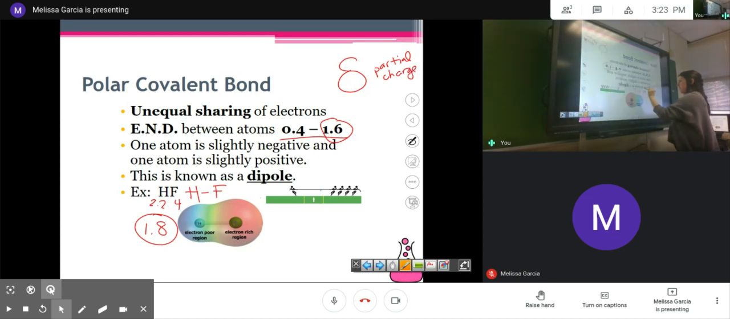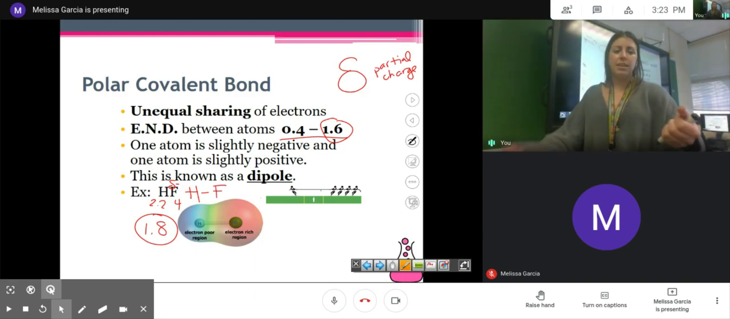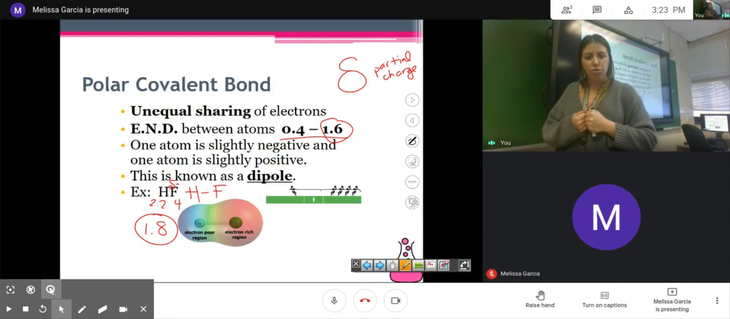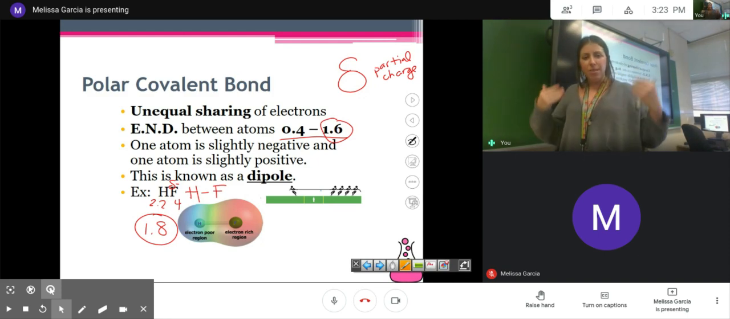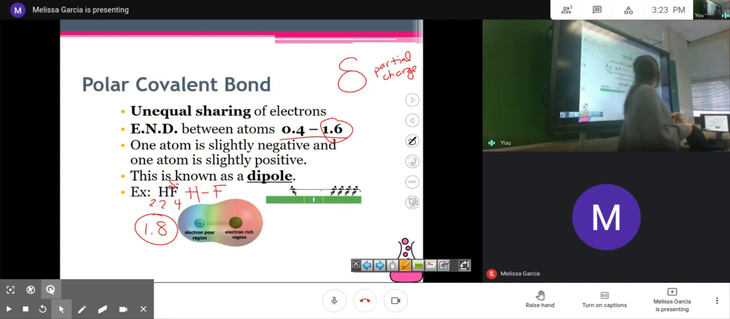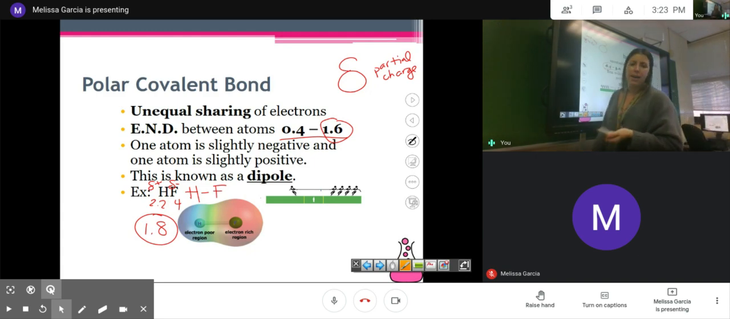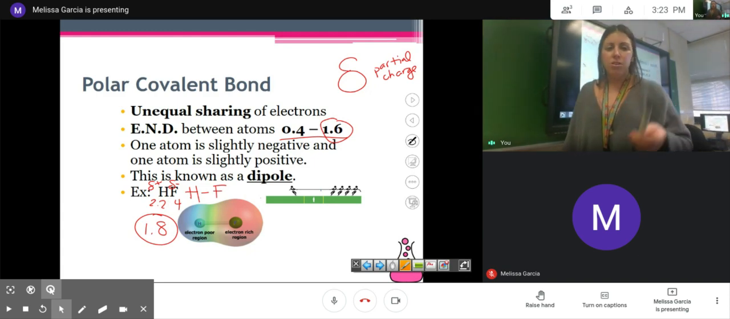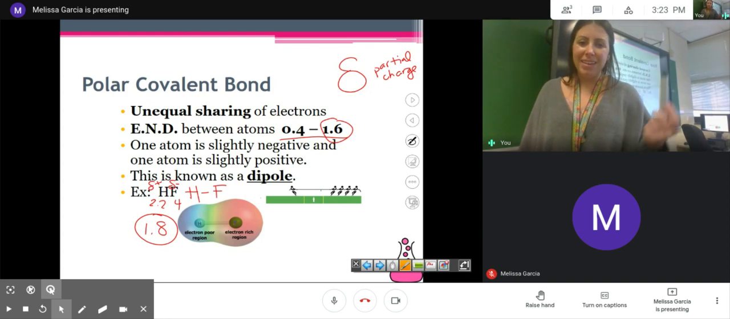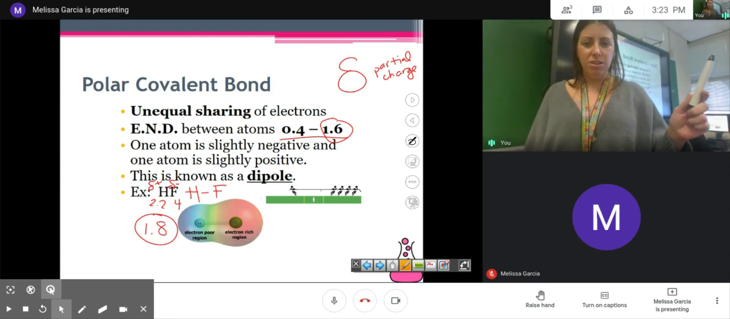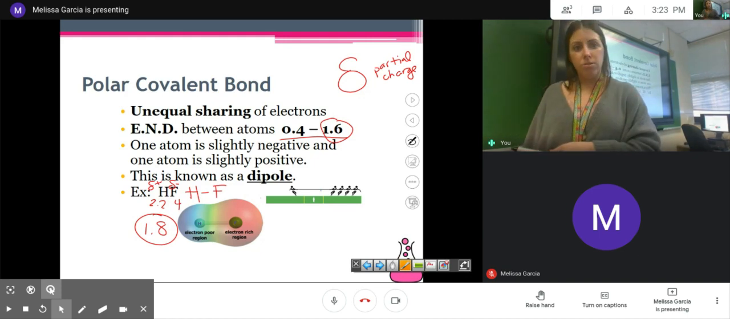I would say that fluorine has this partial negative charge because it has the higher electronegativity, so the negative electrons are more closely attracted to that fluorine, giving it more of this electron density. That leaves my hydrogen with a partial positive charge. And in a polar covalent bond, it's always going to look like this. Your atom with the higher electronegativity has the partial negative charge, and your atom with the lower electronegativity has the partial positive charge.